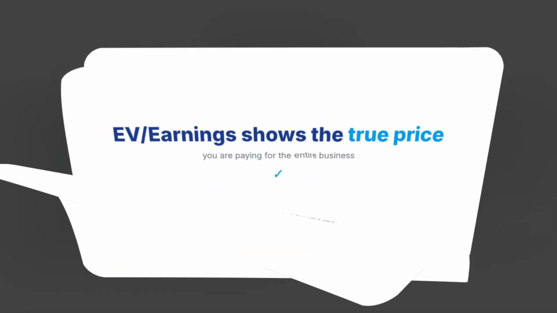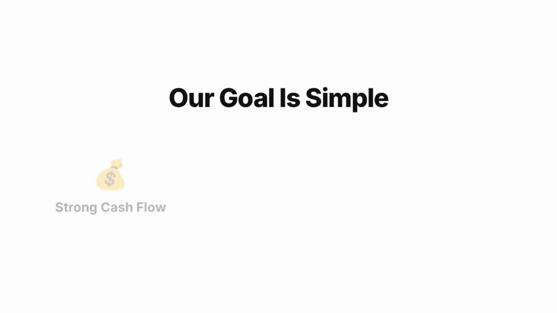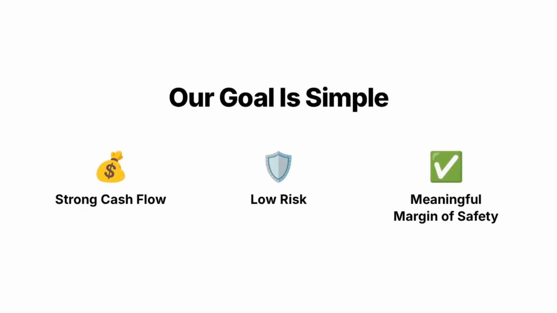In summary, P to E tells you the price you pay for earnings. EV to earnings reveals the true cost of the whole business, including debt. P to S shows the price you pay for revenue. And P to FCF shows how much you pay for real, usable cash flow. As value investors, our goal is simple: find strong cash flow, low risk, and a meaningful margin of safety. These ratios help us separate real value from market noise.